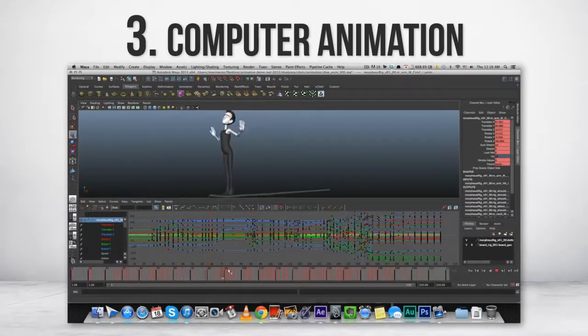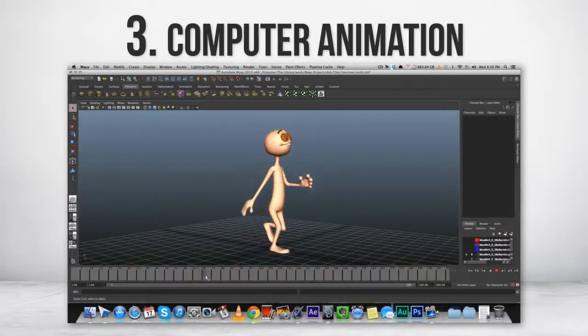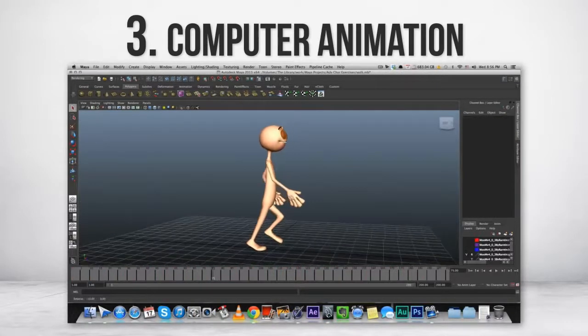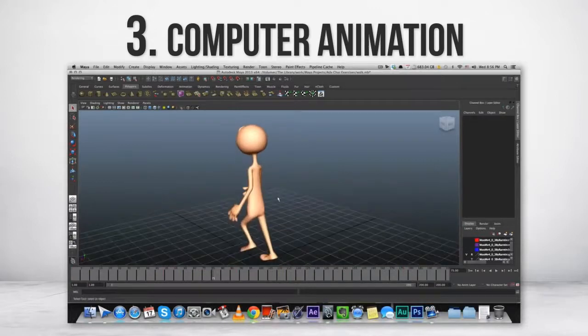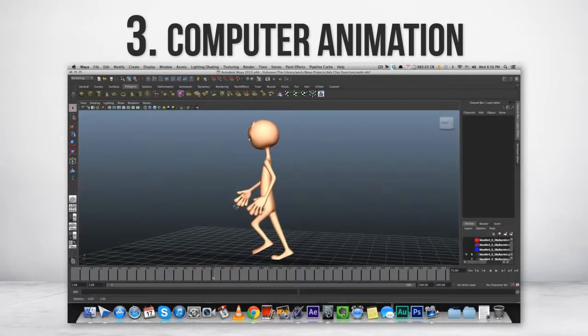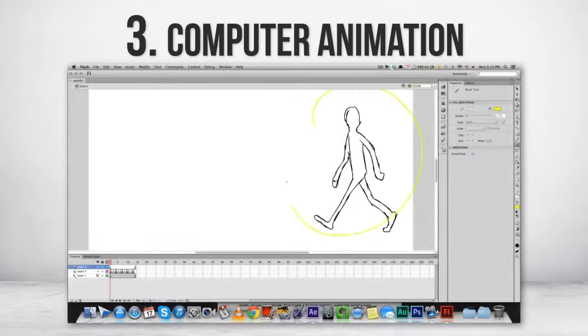Another big difference with 3D animation is that unlike traditional animation, the character's body parts are always present and should be taken into consideration. Let me explain. When animating in 2D, the character has to be drawn for every frame.